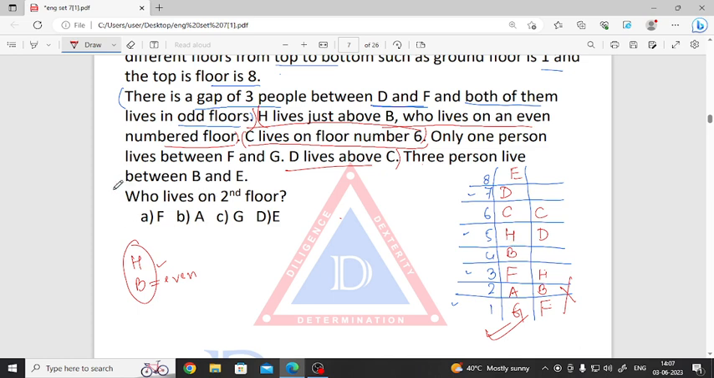So what is the question? Question here is given, who lives on second floor? A. Option number B.